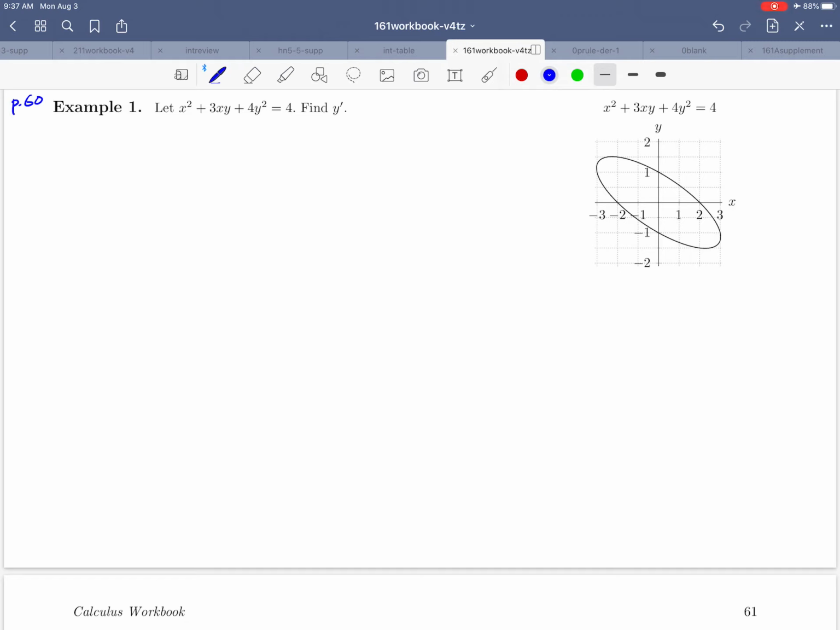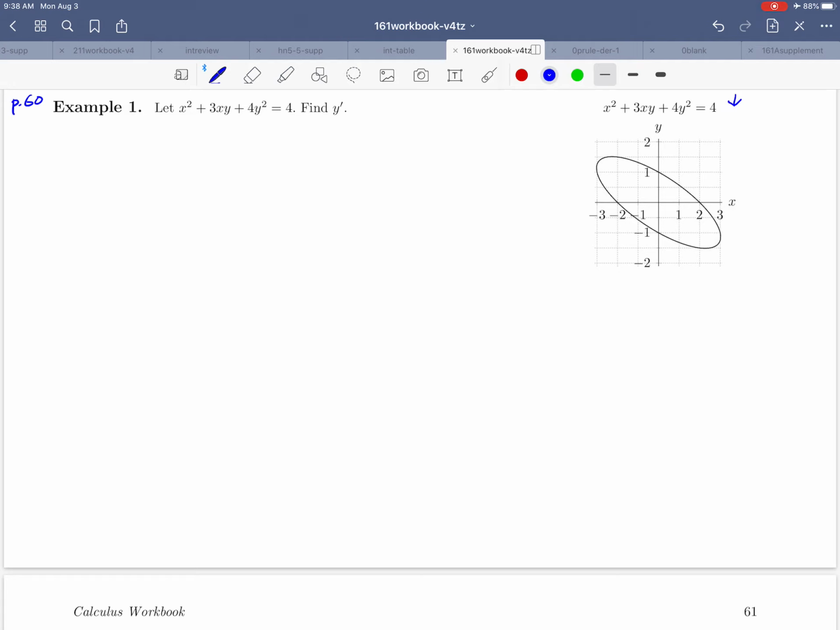Okay, so let's read this together. Let x squared plus 3xy plus 4y squared equal 4 and find y prime. Notice that we've got a graph of the function over here, and this is the graph of an ellipse, so this y prime that we're trying to find is going to give us a formula, a way of calculating the slope of the tangent line to that ellipse at any point.